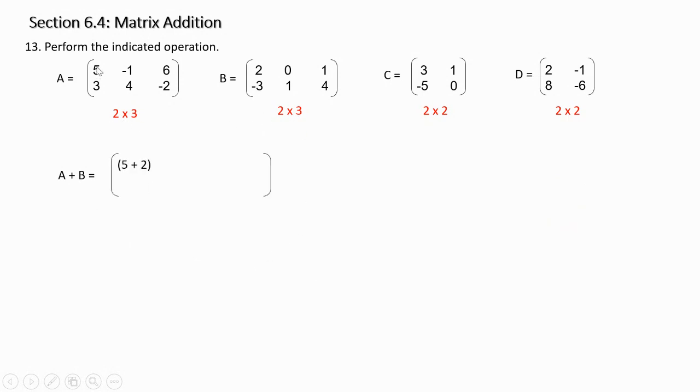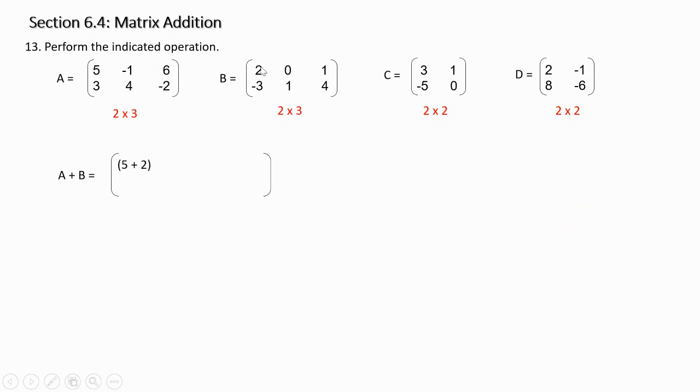So I'm going to add the first entry, the location will be A11, because A11 means the first row, first column. We're going to add it to B11, because in matrix B, B11 means the first row, first column.